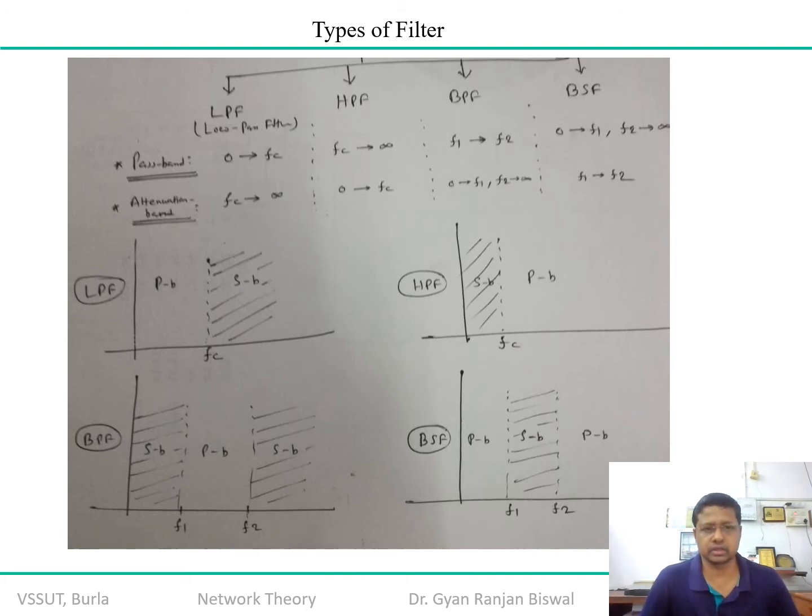So typically, the next two widest used applications are the band pass filter and the band stop filter. Hierarchically, you can also notice that for FC tending to infinite, 0 to FC is the attenuation band. Anything that is stopped is the stop band, or called the attenuation band, and anything allowed to pass is the pass band. So attenuation band and stop band have the same meaning.